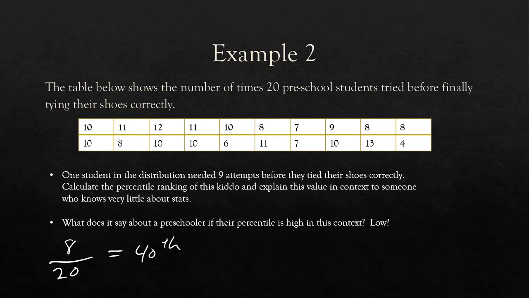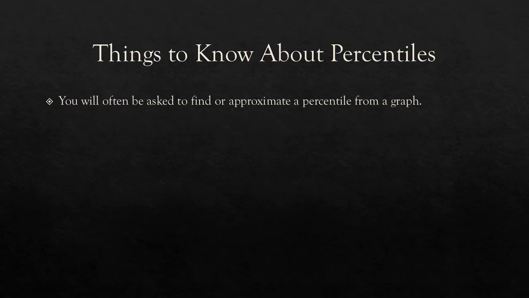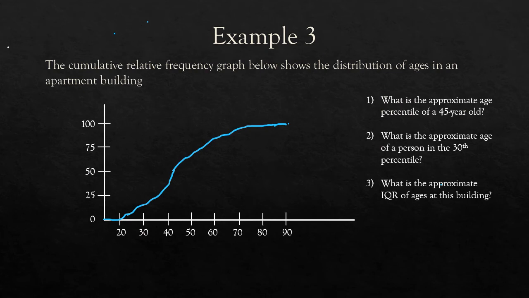So context is everything. That is a recurring theme in AP Stats. Another thing you need to know about percentiles is how to find or approximate them at least from a graph. So let's just take a look at an example of this. In this example, we can see the cumulative relative frequency graph, which shows the distributions of ages in an apartment building. And I should have labeled my axes, so let's go ahead and do that real quick.